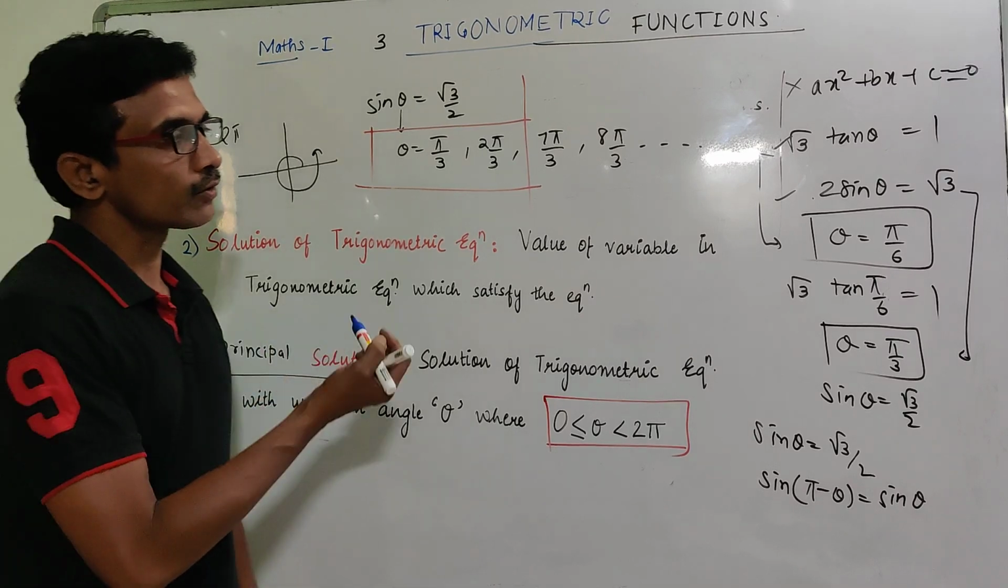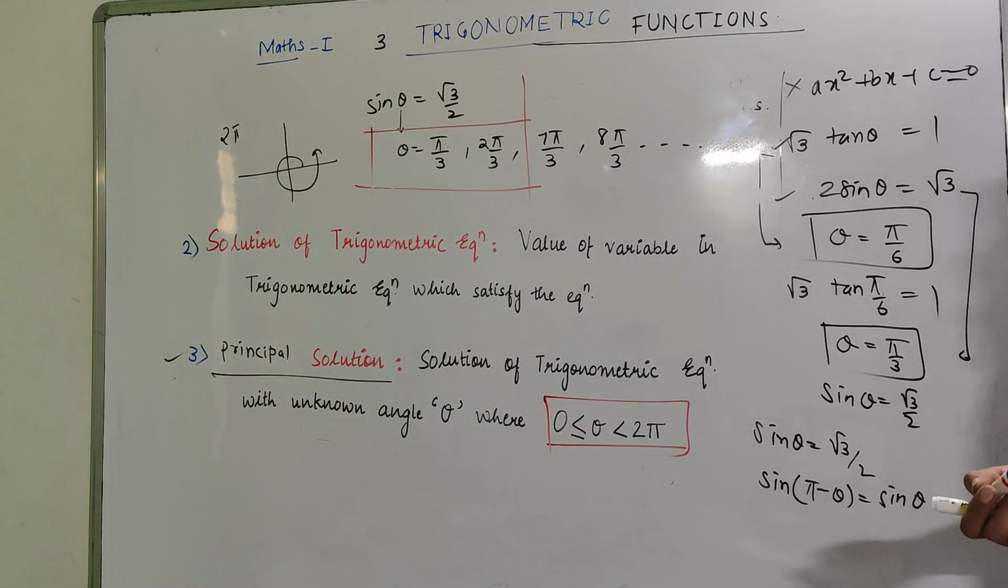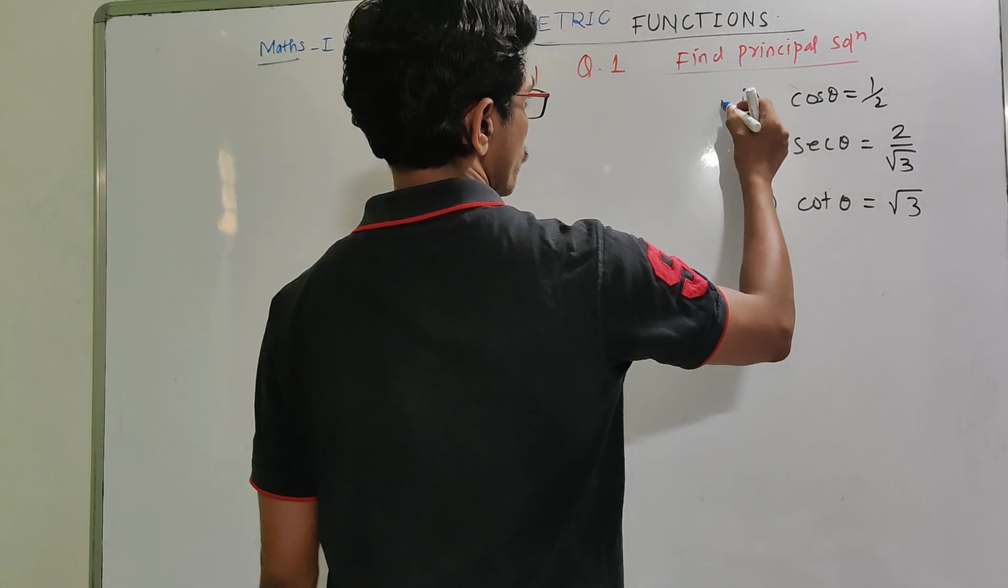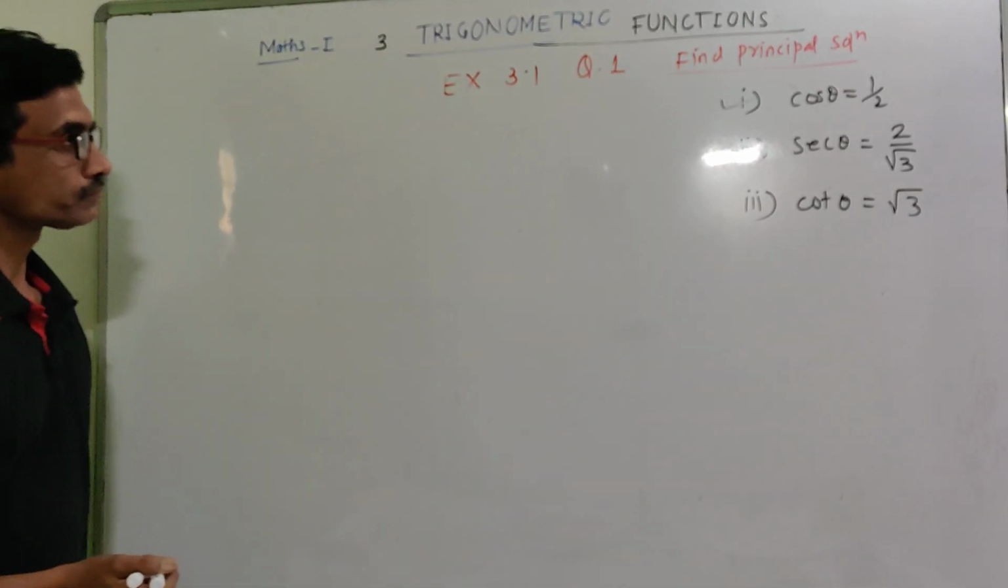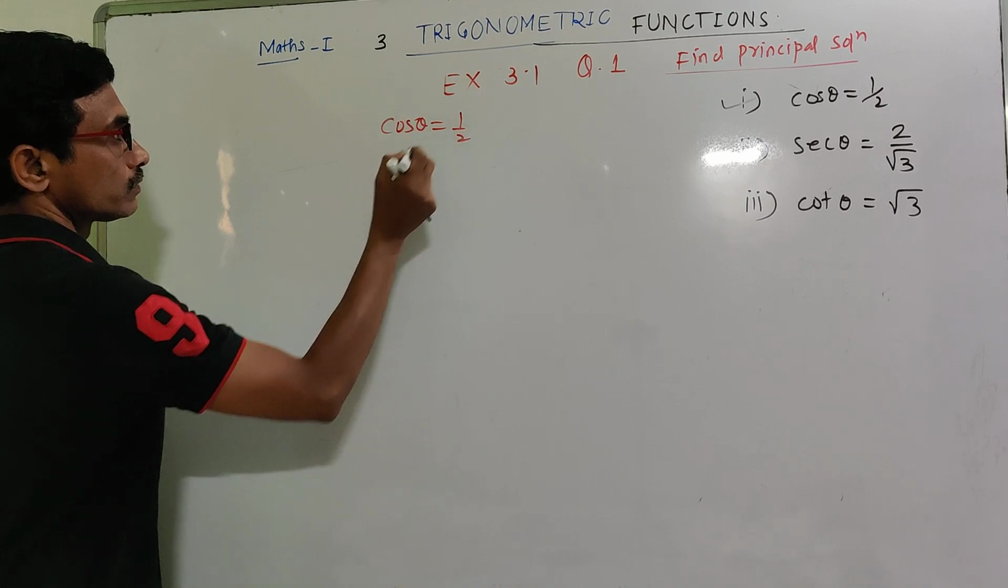So dear students, we are going to solve exercise 3.1. That is the first question. We are finding principal solutions of the trigonometric equations. So let's start with exercise 3.1. First sub question, that is cos theta is equal to 1 by 2. So we solve this first sub question. Cos theta is equal to 1 by 2.